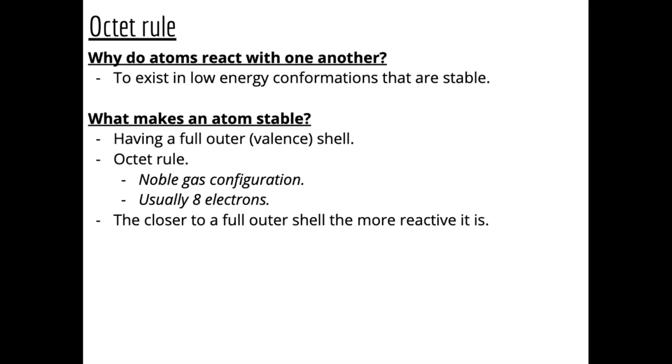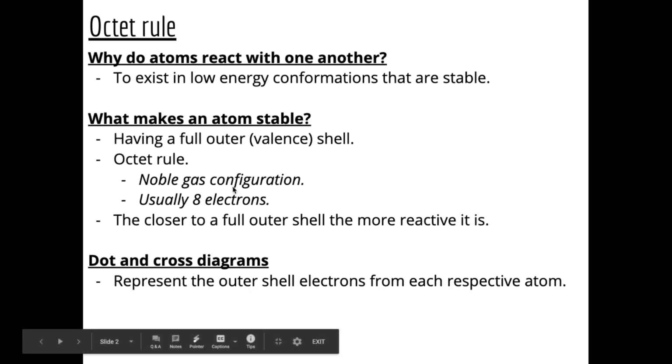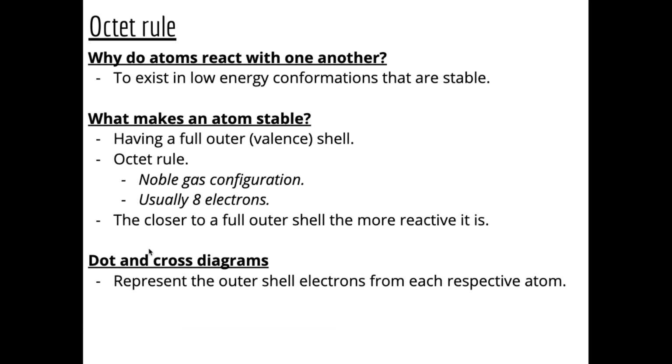So by having a full valence shell, that's a low energy conformation. So they want to bond chemically in order to do this, in order to fulfill this octet. Now we can show this with something called dot and cross diagrams, where you represent the outer shell electrons from each representative atom, dots for one atom, crosses for the other atom, so you can sort of keep track of which atom the electrons originally belonged to.